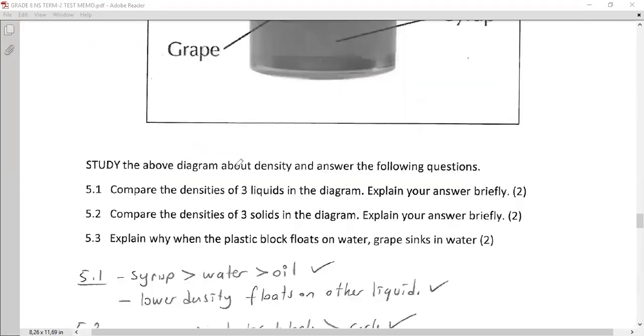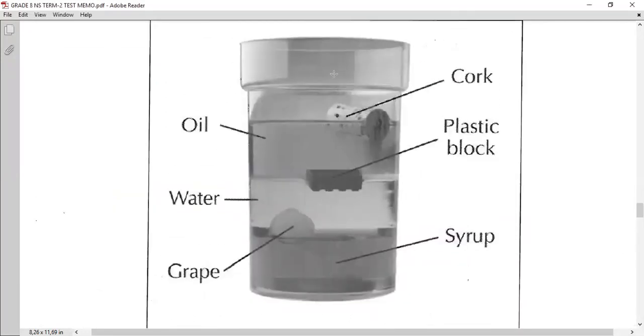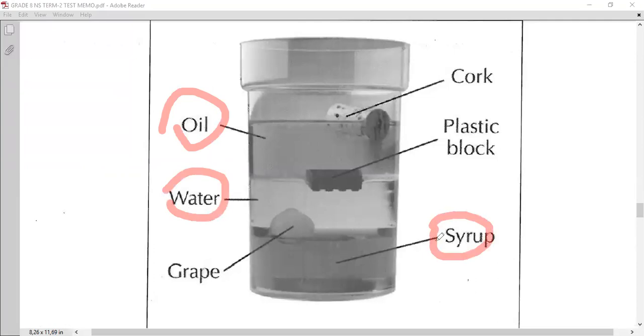Study the above diagram about density and answer the following question. Compare the densities of three liquids in the diagram. What are the three liquids? I don't have to have a colorful picture for it. It is easy to identify which one is liquid. Oil, water, and syrup, okay? Can you see this? So which one is at the bottom? It has more density. If you write something like this, syrup is more than water, is more than oil, and explain what you need to say. Explain. Let's check the answer.